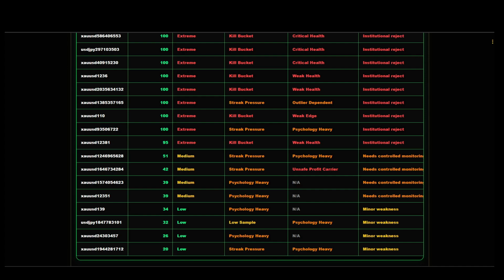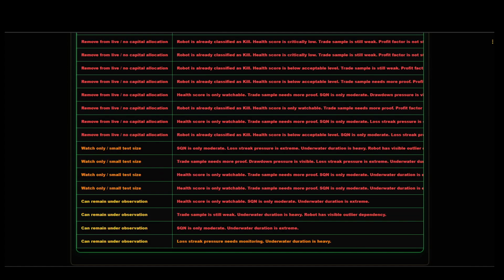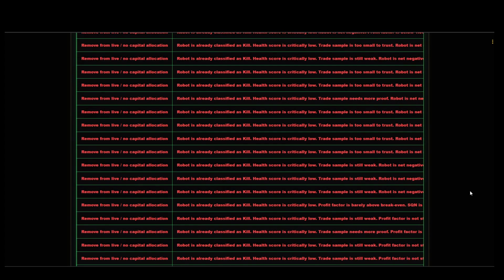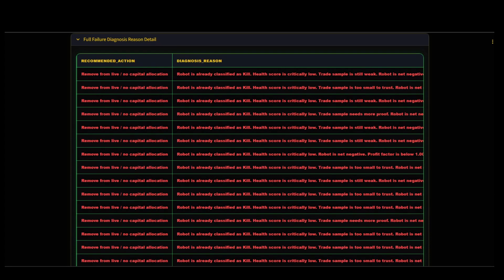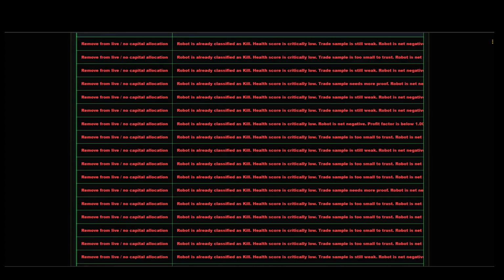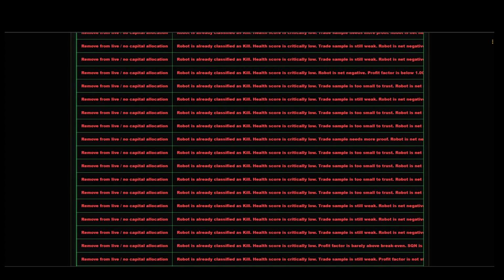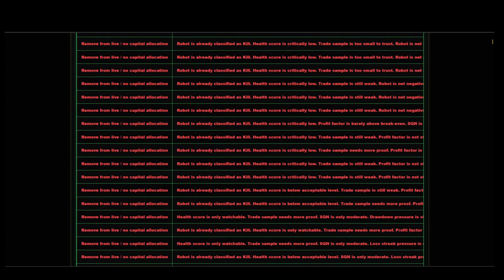So instead of institutional rejection, the workflow shifts into observation logic. Needs controlled monitoring? Watch sizing carefully. Remain under structured observation. Then the table continues into the recommended action and diagnosis reason section. And this is where the failure layer becomes much more practical. Because now the framework is not only saying this robot has a problem, it starts translating the diagnosis into a direct action. So for the weakest profiles, we see actions like remove from live or no capital allocation.